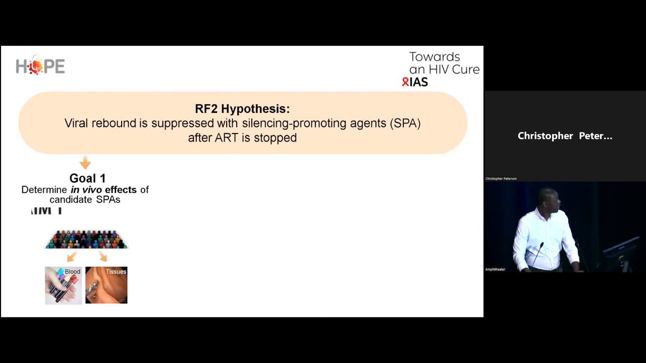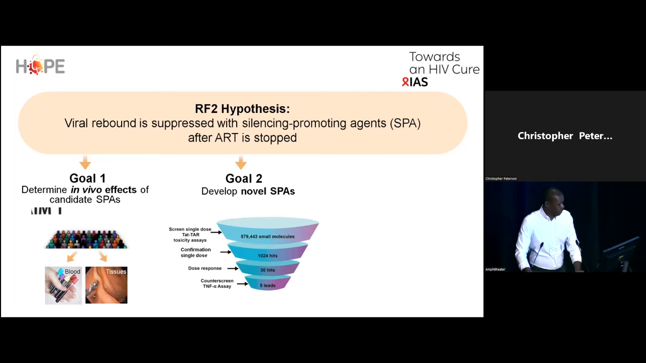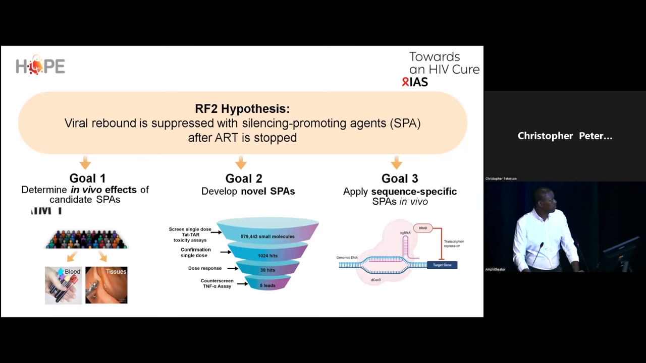As a second goal for this three-goal program, we want to develop novel silencing promoting agents. We're looking at finding ways that we can identify novel TAT inhibitors, but also novel specific activators of the promoter that we could use as well. And finally, the third goal is to apply sequence-specific silencing promoting agents in vivo and identify the best process by which we can impact HIV transcription. And I talked about some of those, such as the CRISPR-off and CRISPRi programs as well.